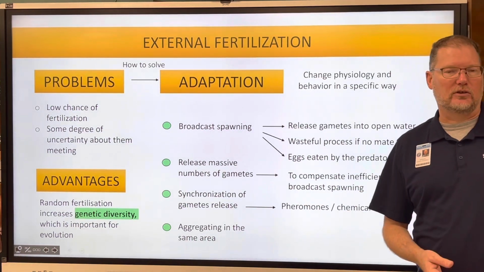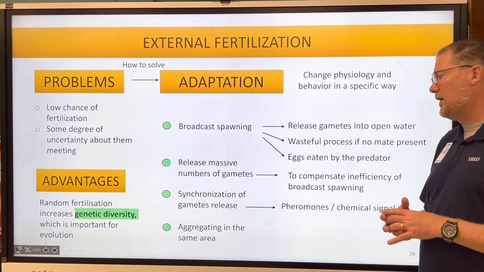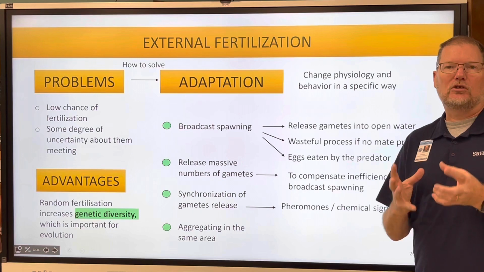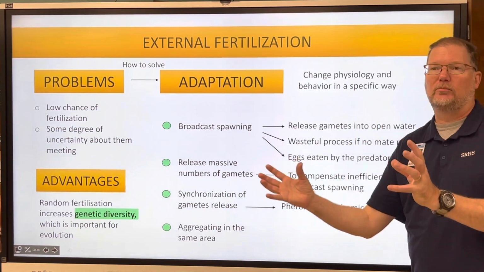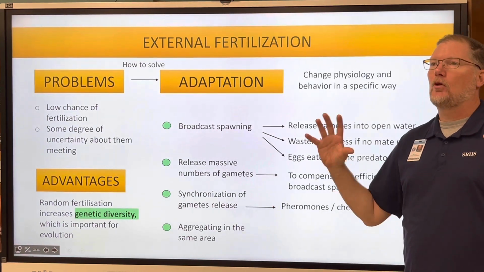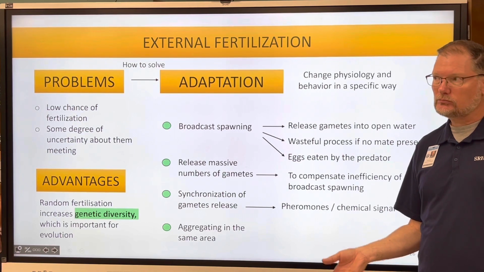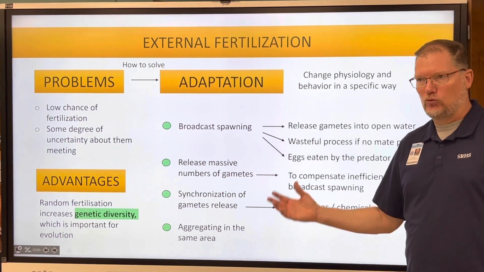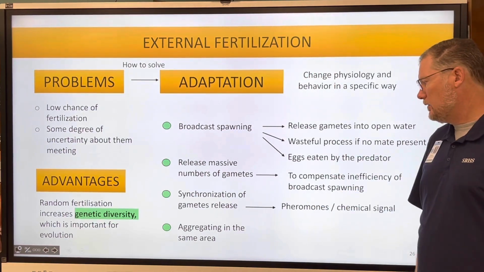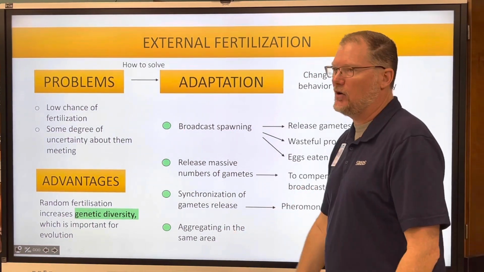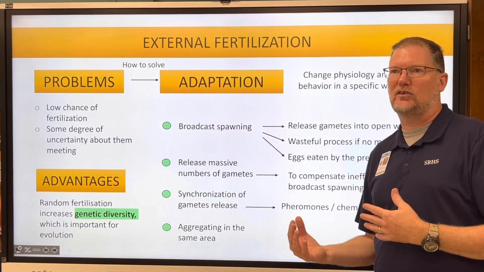And so pheromones are chemical signals, but also lunar cycles and things like that. They synchronize the release of gametes. So the males and females, all of them, not just one male and one female, will first release signals and say, hey, it's time, guys and girls. Let's release our gametes. Okay, and then they do it. And then they typically aggregate in the same area because of habitat. They're not going to live in a habitat that's not suitable to their survival.